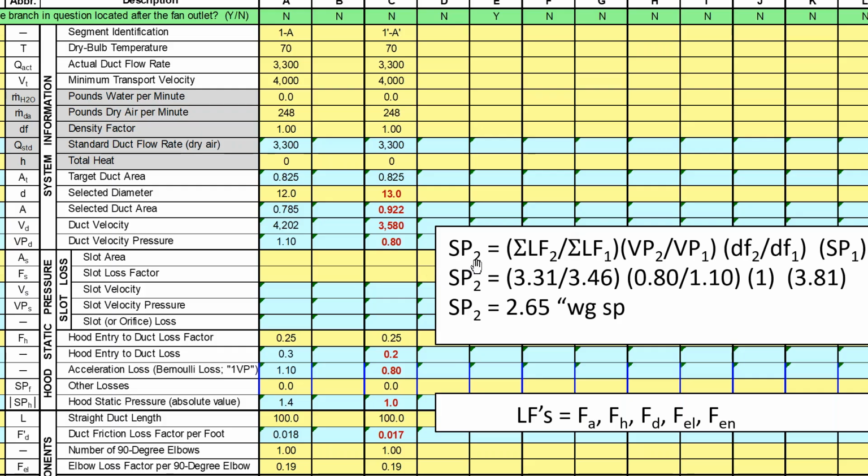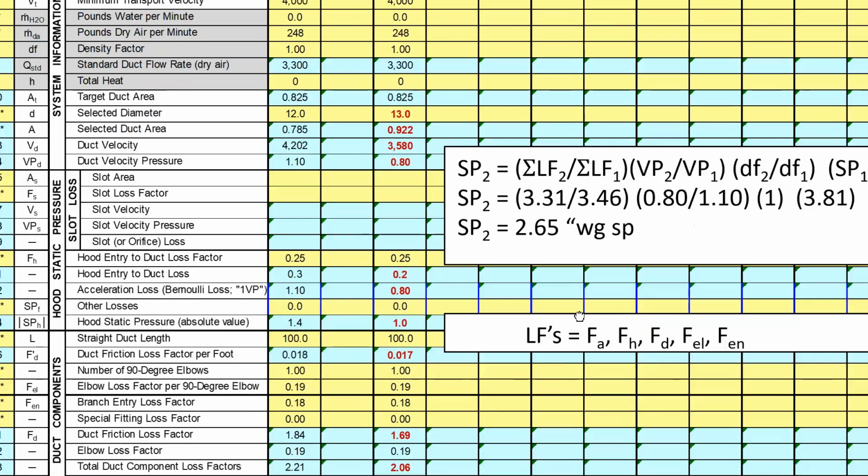Since SP2 is equal to the sum of our loss factors for case 2 divided by the sum of our loss factors for case 1 times VP2 over VP1 divided by the change in density factors times SP1, we now know that VP2 is 0.8, VP1 is 1.0. So let's look at our energy loss factors and see what happens with them.